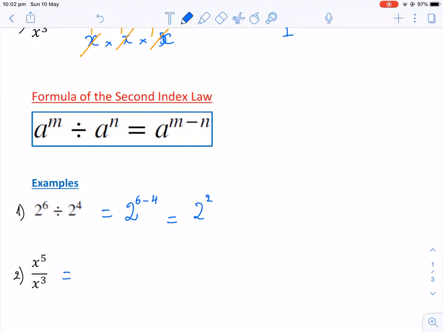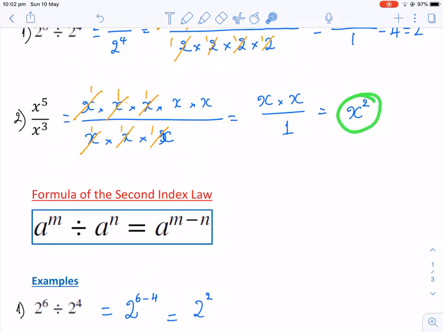They are variables x, and they are in index form. The first thing I have to write is x, and because it is x to the power 5 divided by x to the power 3, the indices here will be 5 take away 3, so my answer is x squared. Again, this result is exactly the same as the manual result.